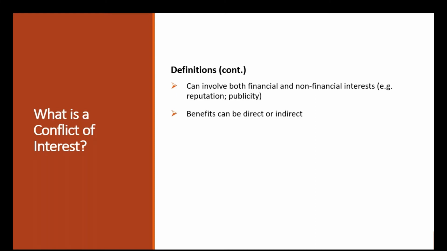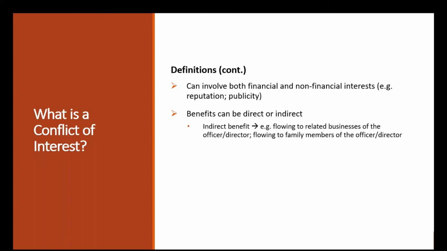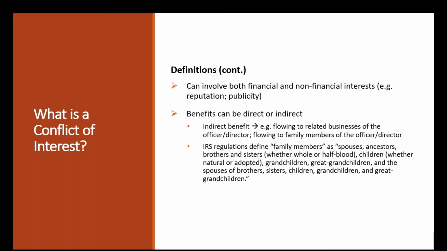Another point is that benefits can be either direct or indirect. Direct benefit means it flows directly to me, the director or officer or other manager of the organization. Indirect benefits can be benefits that flow to a related business that I own or that I have an interest in. They can also be benefits that flow to my family members. And the IRS has a pretty broad definition of family members. It includes spouses, ancestors, brothers and sisters, children, grandchildren, great-grandchildren, and the spouses of brothers, sisters, children, grandchildren, or great-grandchildren.